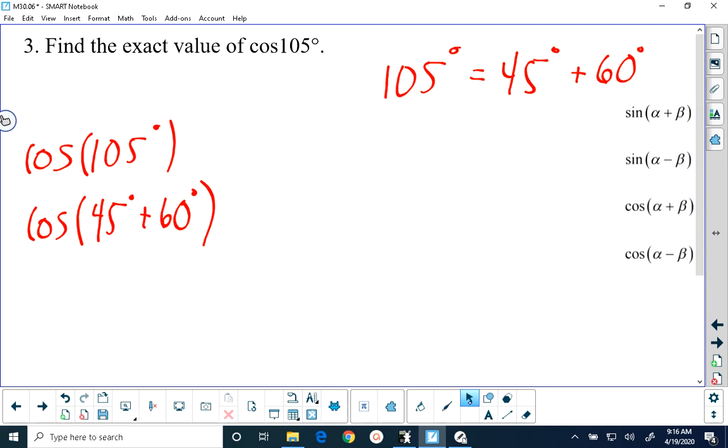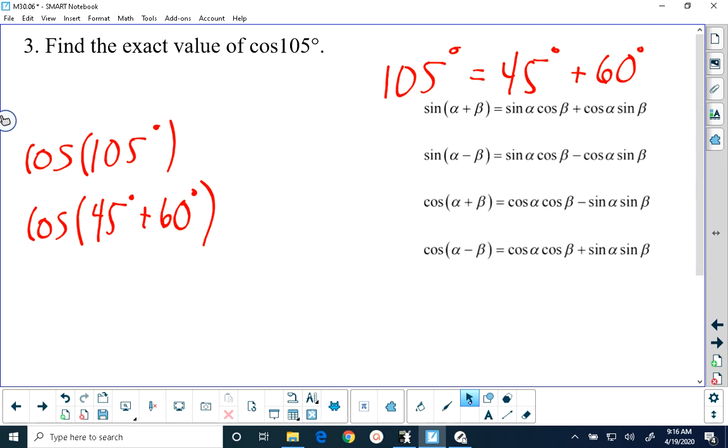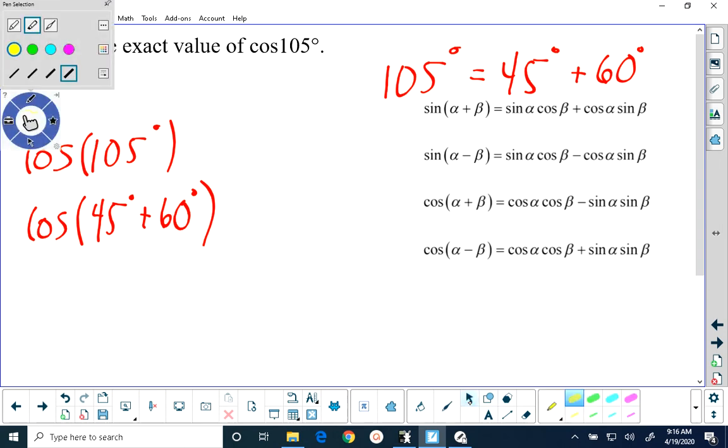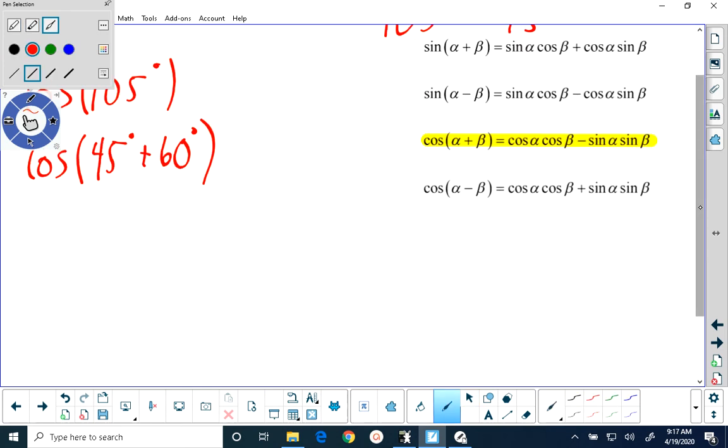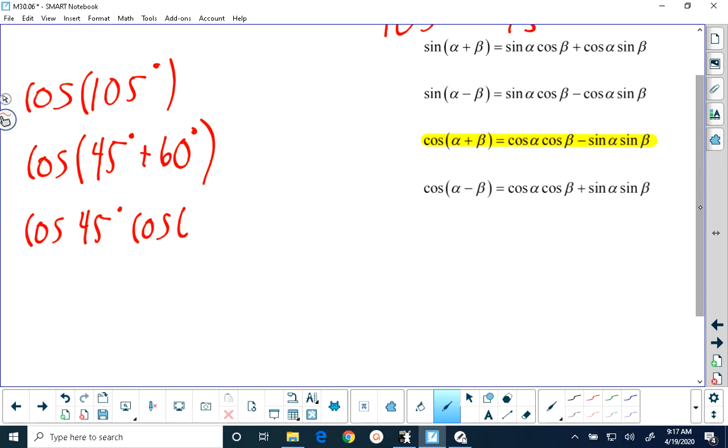The identity for cosine of a sum of two angles is you take the cosine times the cosine and subtract the sine times the sine. So I'm going to be using this identity. So we have cosine of 45 degrees, cosine of 60 degrees, minus sine of 45 degrees, sine of 60 degrees. And you should have your unit circle handy while you're watching this video. However, I'll just show you the coordinates for those points.